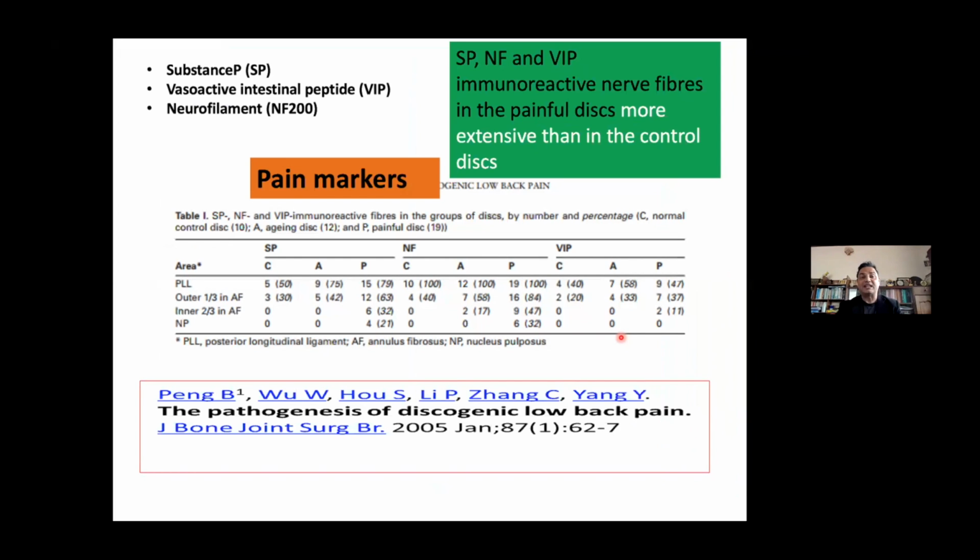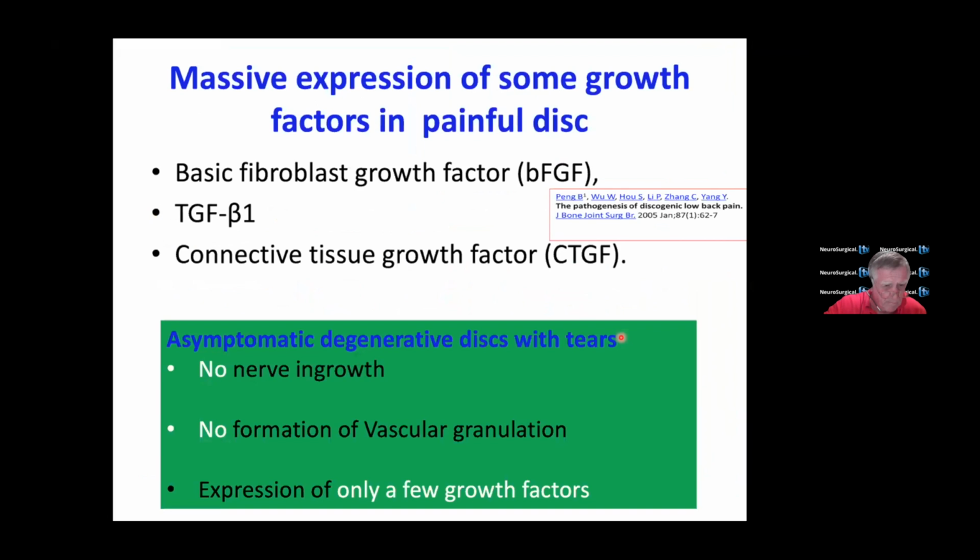And extensively, pain markers have been found in the symptomatic disc compared to control discs. And there is massive expression of growth factors like basic fibroblast growth factor, transforming growth factor beta 1, and connective tissue growth factor in the symptomatic degenerative discs. Whereas in asymptomatic degenerative discs, there is no nerve growth, no formation of vascular granulation, and the expression of only a few growth factors.